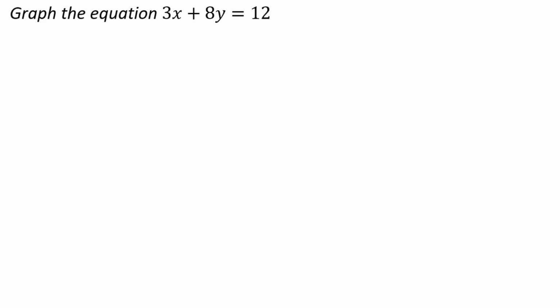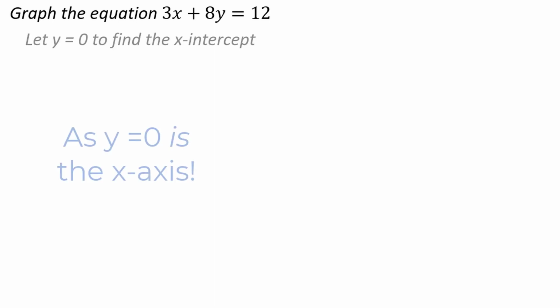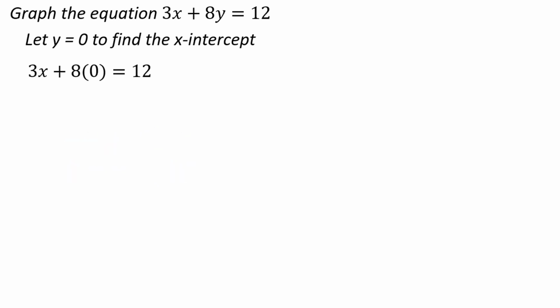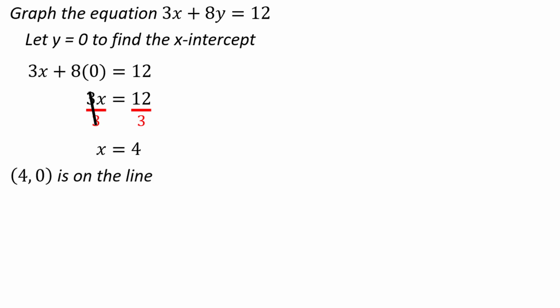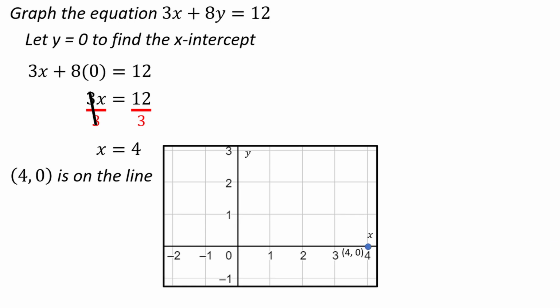An alternative way to graph a line in standard form is to find the x and y intercepts. Consider the equation 3x plus 8y is equal to 12. Recall the x-intercept is where the graph crosses the x-axis, meaning y must be equal to 0. Plugging in 0 for y, we have 3x is equal to 12. Dividing by 3 on both sides, we get x is equal to 4. That means that the point (4, 0) is on our line. We can plot the point (4, 0) onto the graph.